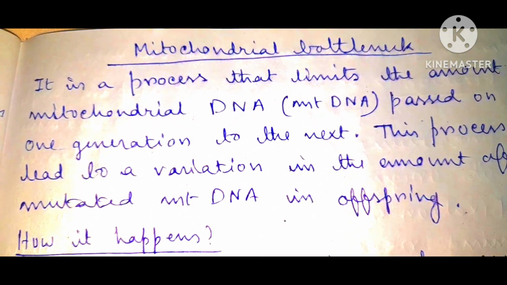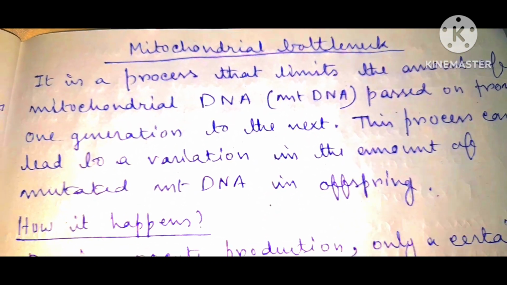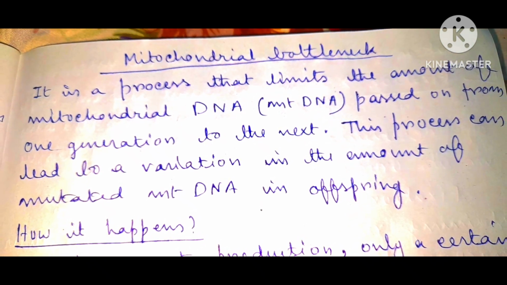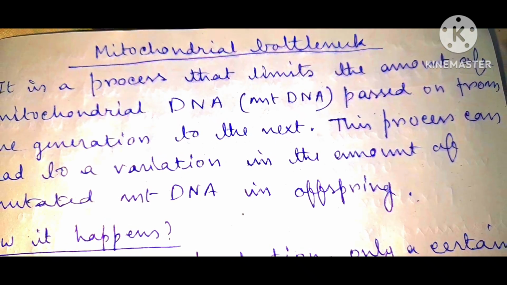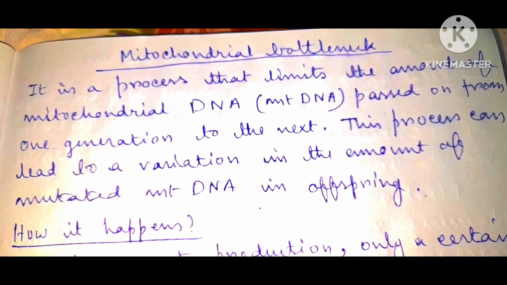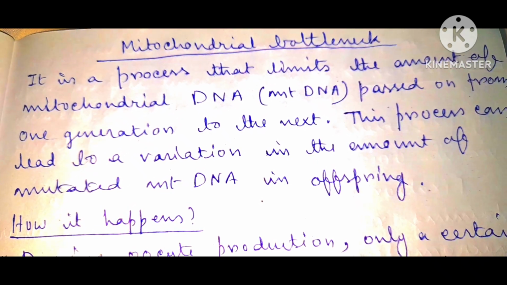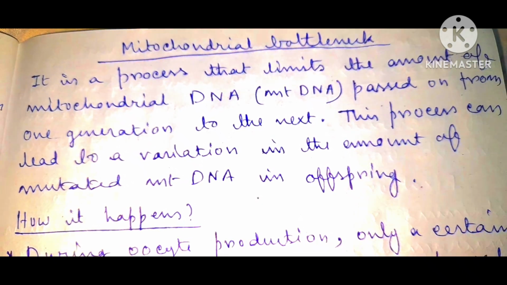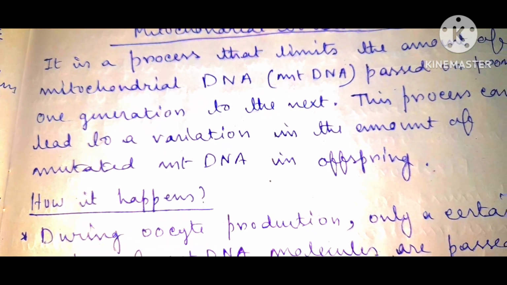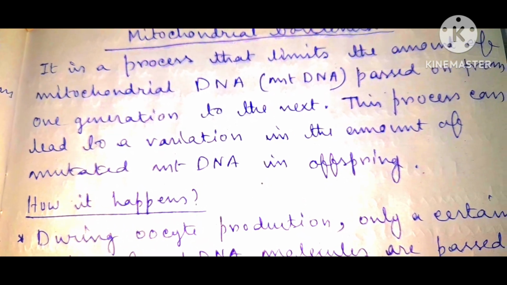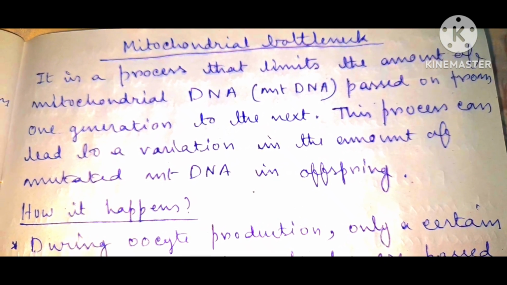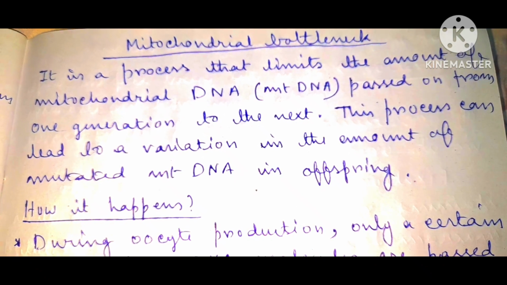So all of us know that mitochondria contains some DNA and it's known as mitochondrial DNA. And the mitochondrial bottleneck is a process that limits the amount of this mitochondrial DNA passed on from one generation to the next. This process can lead to a variation in the amount of mutated mitochondrial DNA in offspring. It means in the next generation, it limits the mutated mitochondrial DNA passed on.